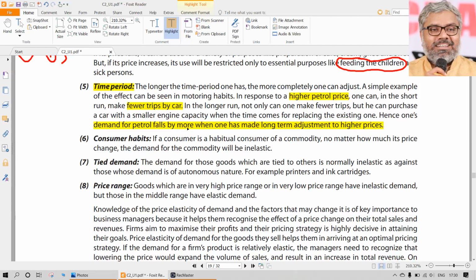So that means what? Normally when there is a possibility of adjusting by making fewer trips because of a higher price, they will do that in the short run. But in the long run, that will not have any impact. So here in the short run, the demand for petrol falls more than when somebody has a possibility of making some long-term adjustment. If you have a possibility of making a long-term adjustment, then the demand will not be impacted much. But in the short run, the demand will be impacted much because the immediate reaction of the people will be to respond to a higher price. That's what happens. So in the longer run, definitely that will change.